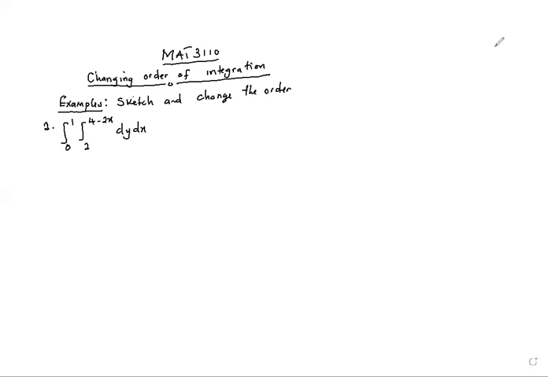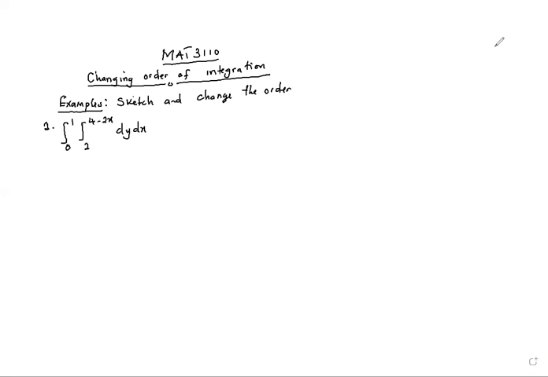Hello viewers. In this video, we're going to look at changing the order of integration. Looking at the examples that have to do with a sketch, and then you change the order. You can effectively change the order only after you have visualized the sketch of the region of integration. So it's very cardinal to start by visualizing before you attempt to change. That's very significant. So we have an example here.